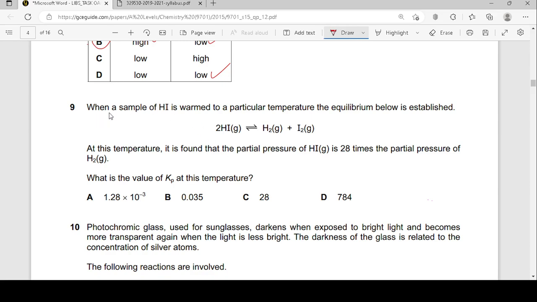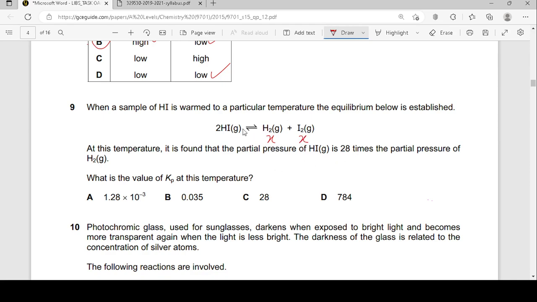Which I studied more about. When a sample of HI is warmed to a particular temperature, the equilibrium below is established. At this temperature it is found that the partial pressure of HI is 28 times the partial pressure of H2. So let's just assume the partial pressure of H2 is x. Since H2 and I2 are in a 1 to 1 mole ratio, this will also be x.